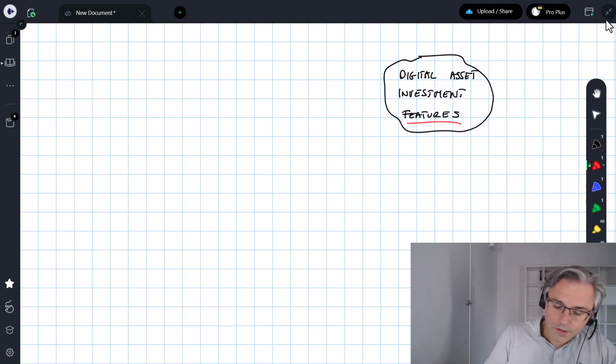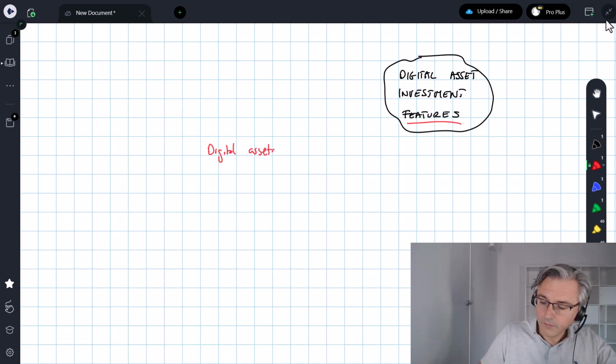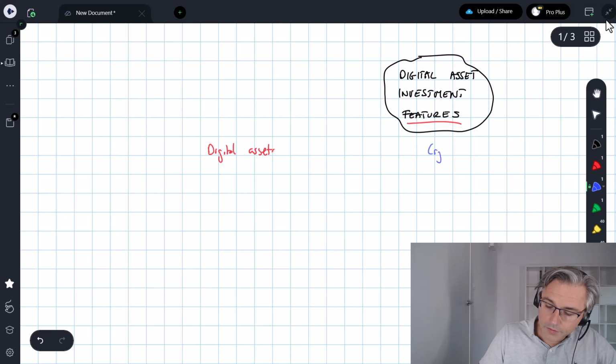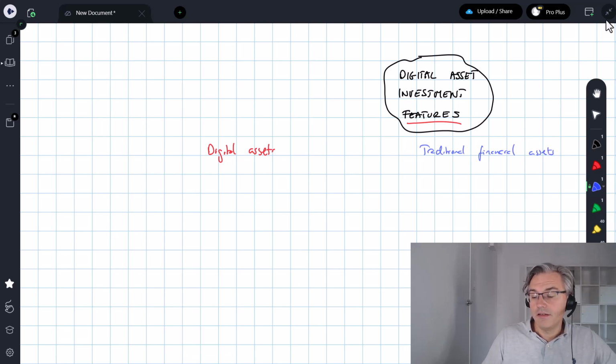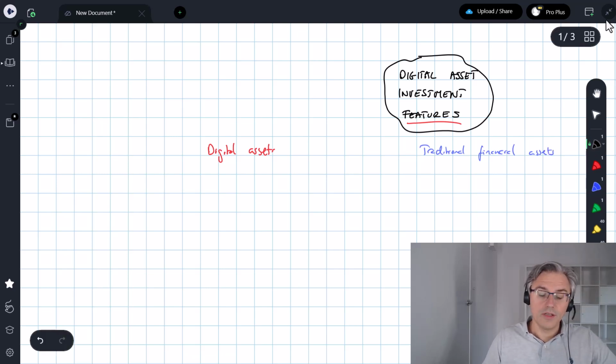So let's focus on the differences that we observe when looking at digital assets, especially cryptocurrencies, and try to compare them to traditional assets. So I'm going to have a column for digital assets, and compare them to, not crypto, sorry, compare them to traditional financial assets. So think the most classic stuff like shares, stocks, bonds, that kind of thing.